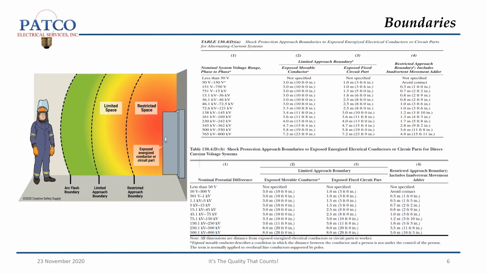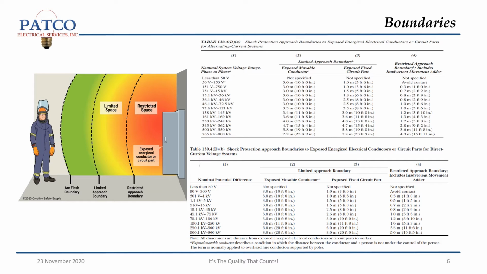So if you're working anything, say 50 volt to 150 volt AC, your limited approach boundary for exposed movable conductors is 10 feet. For exposed fixed circuit parts, it's 6 feet 3 inches. Now your restricted approach boundary is one foot within that. And that's not just, as the picture shows, straight out from that panel. It's kind of like a bubble around it.